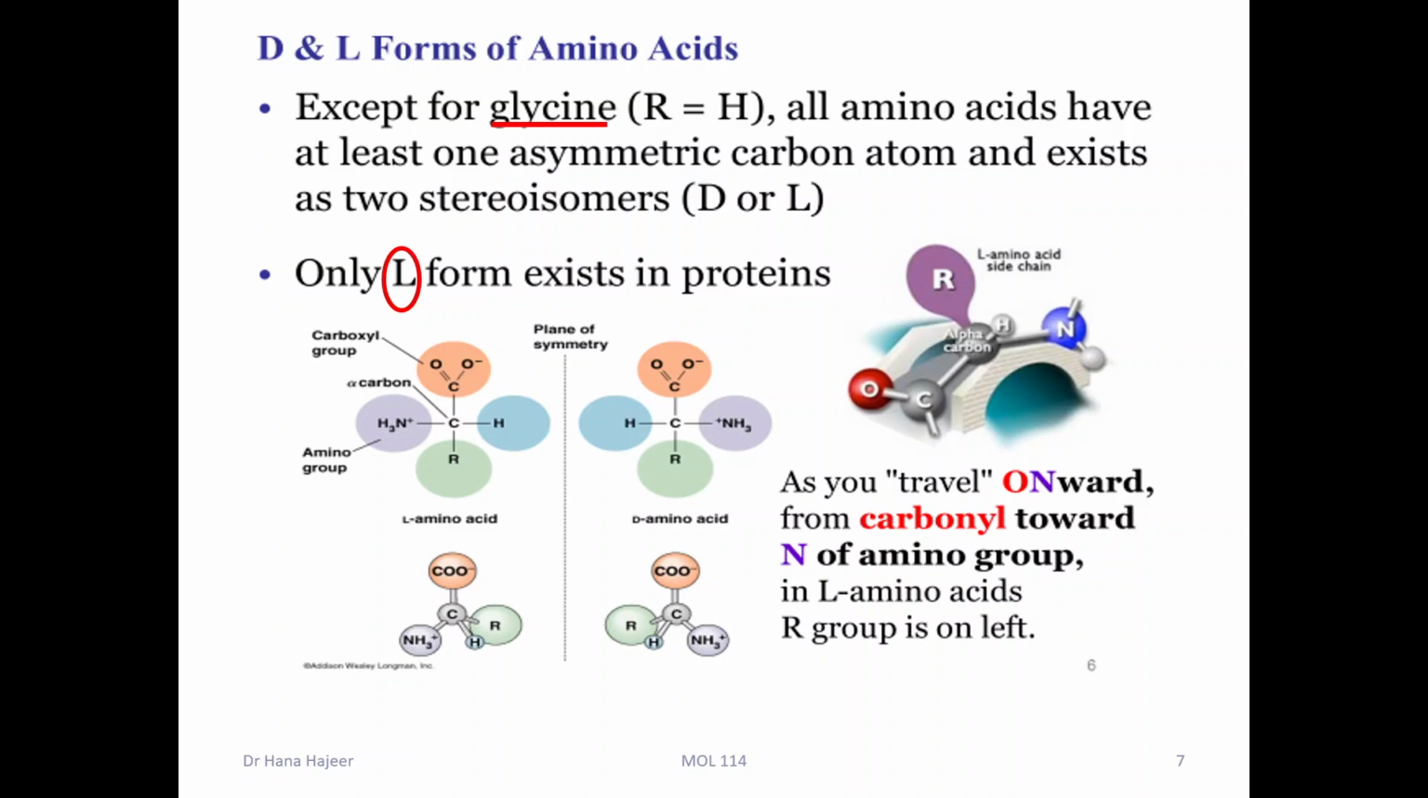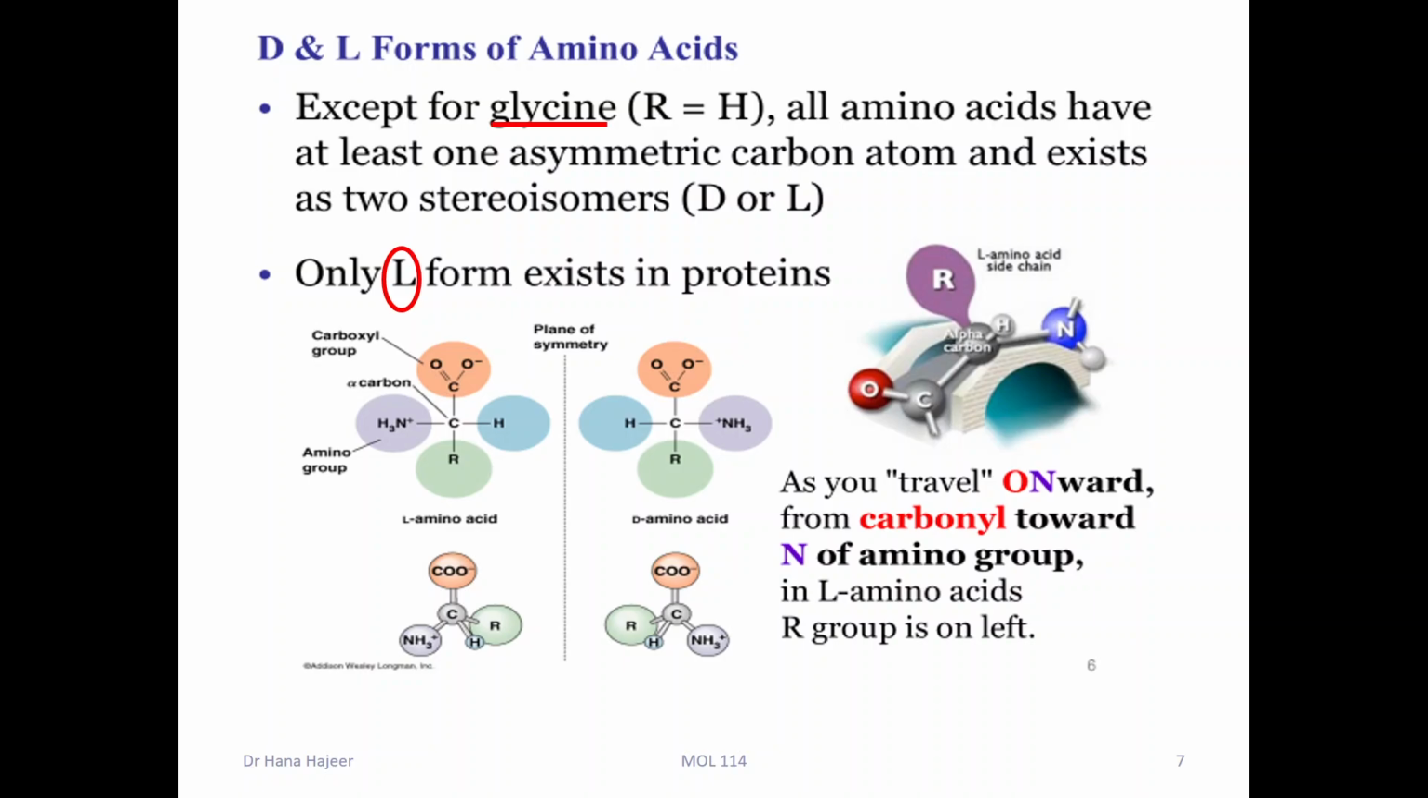And the one that exists in proteins is the L, as simply as that. You're going to see stereoisomers again when you study carbohydrates, but this is not organic chemistry, this is biochemistry, so you don't need to worry a lot about it. For those of you who don't like geometry and organic chemistry, don't worry. Just remember that in our body we have L amino acids.